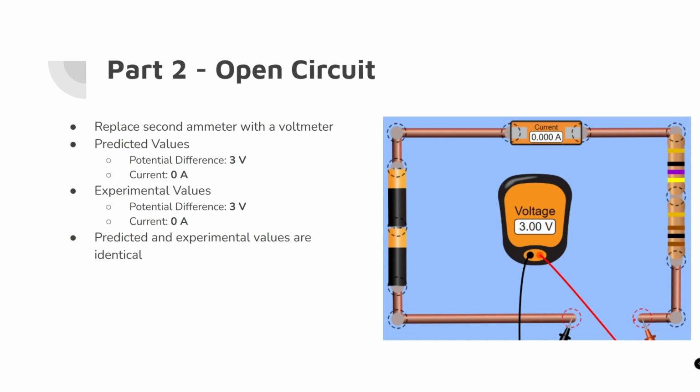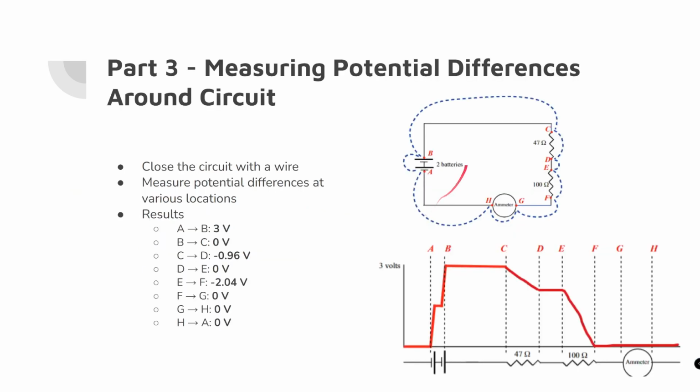And then our predicted value for potential difference is 3 volts because each of these batteries is 1.5 volts. So add them together, you get 3 volts. And that's what the actual experimental value was. Part 3, where we measure the potential differences around each circuit component. You can see here in the graph how the batteries increase the voltage and then the voltage drops as we pass through both resistors. This assumes that the wires and ammeters have approximately 0 resistance.